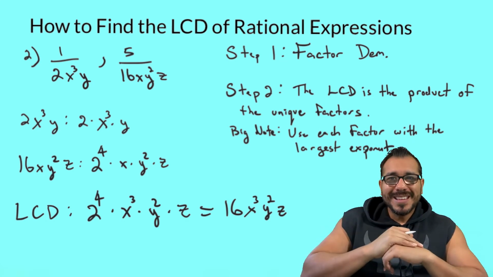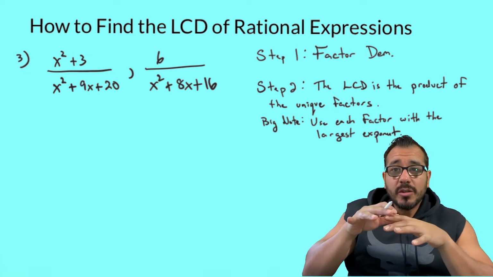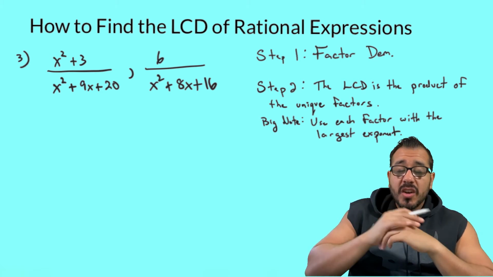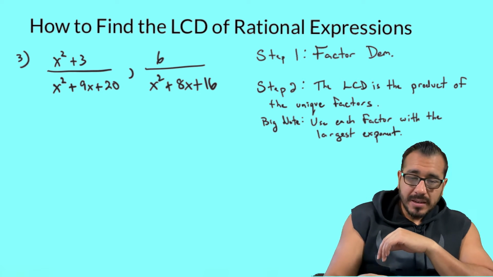Follow me to our last example. All right, so now our denominator, again, I don't care what's in the numerator, ignore the numerator. We only care what's in the denominator. So we factor the denominator first. So let's factor that denominator.